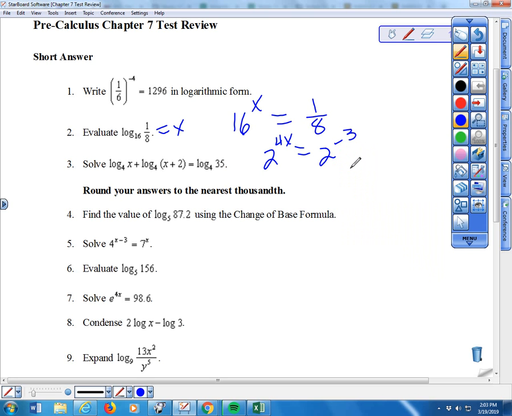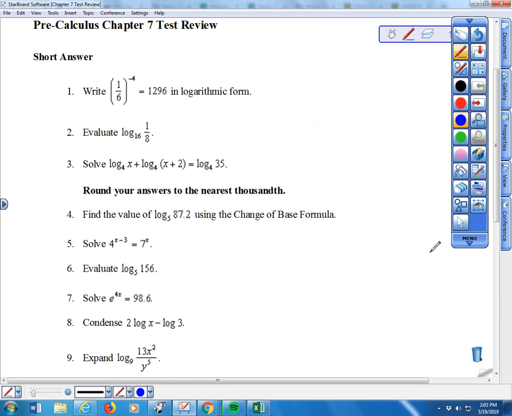Then you could just set 4x equal to -3. X equals -3/4, and you're done. So it kind of depends. If you don't have a graphing calculator or a calculator that can do logs for you, then I like to get just the bases to be the same and then solve. That makes sense? All right.